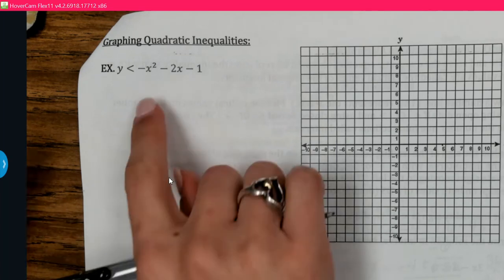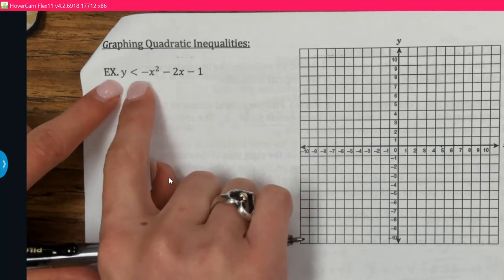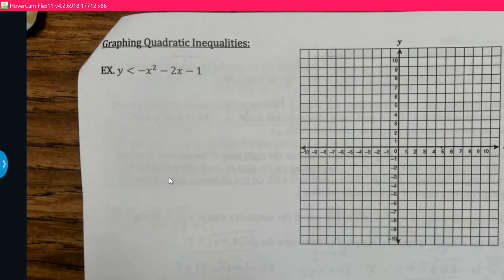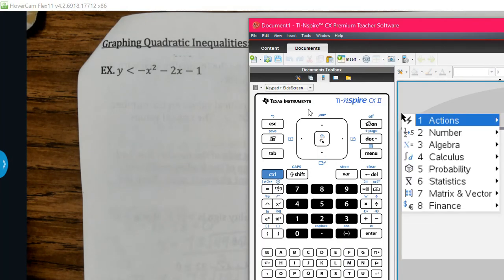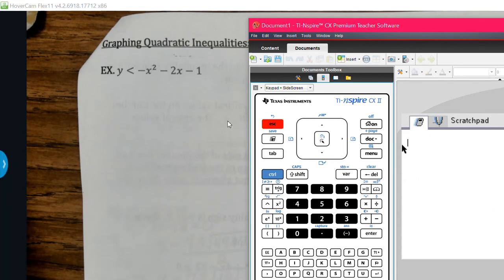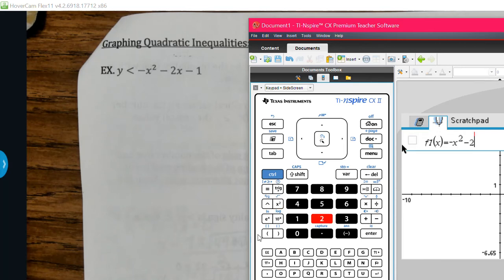So if I have y is less than negative x squared minus 2x minus 1, I'm going to graph that like it were an equal sign. Okay, but when we graph it, we still have to consider dashed versus solid lines because those are our boundaries and we need to know if it's equal to or not equal to. Okay, so in your calculator, go to the scratch pad, hit that calculator button again, and you get the graph. Okay, so I'm going to graph negative x squared minus 2x minus 1.